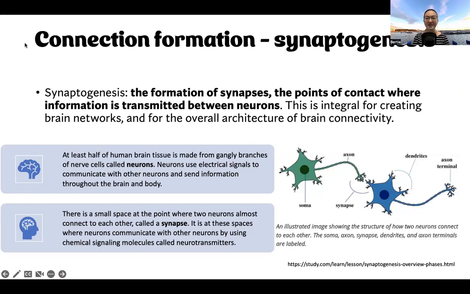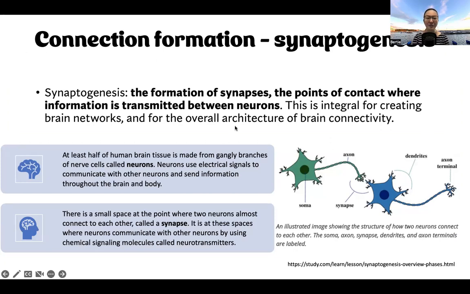Connection formation, synaptogenesis. What is synaptogenesis? It is the formation of synapses. What are synapses? Synapses are the points of contact where information is transmitted between neurons. This is integral for creating brain networks and for the overall architecture of brain connectivity.